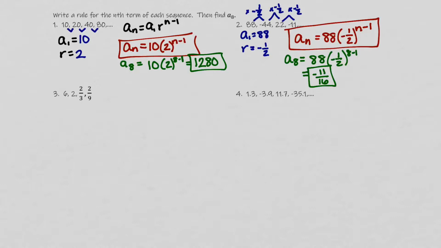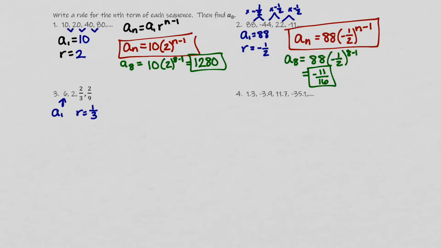Okay. Now number 3, we got our first term is 6. So there's a_1. Looks to me like to get from 6 to 2, it is getting smaller, so I divide by 3, which is the same thing as multiplying by a 1/3. And I double check, 2 times 1/3 is 2/3. 2/3 times 1/3 is 2/9.